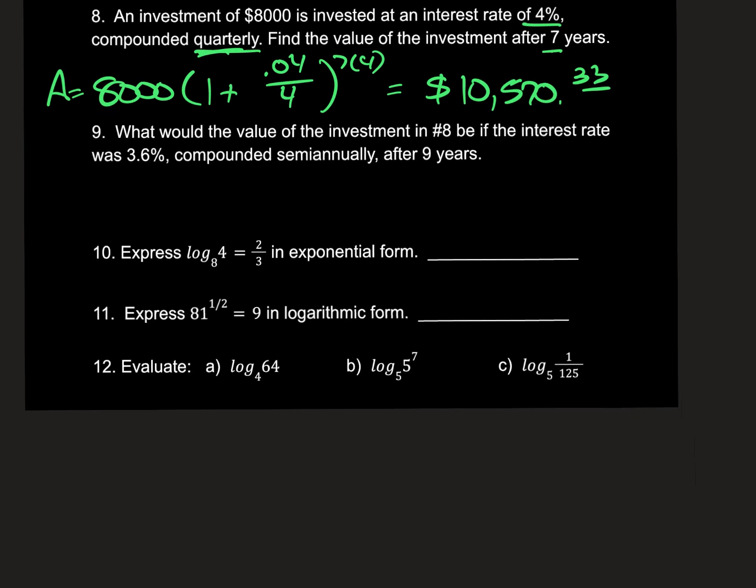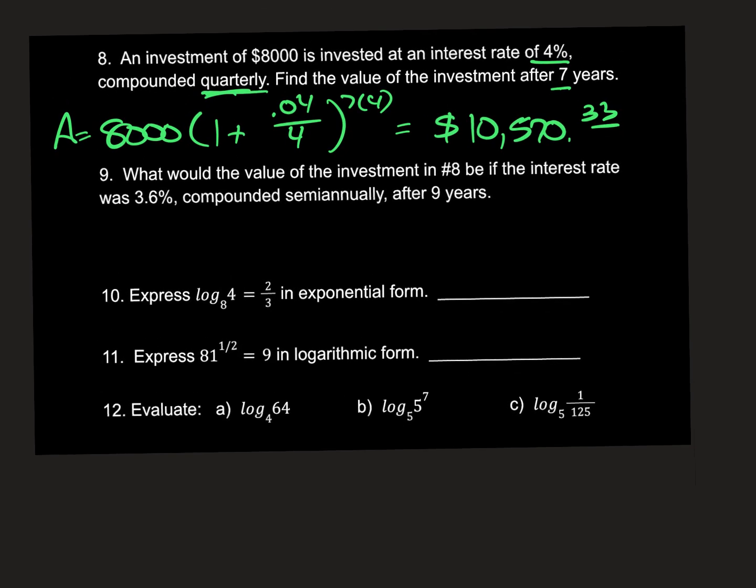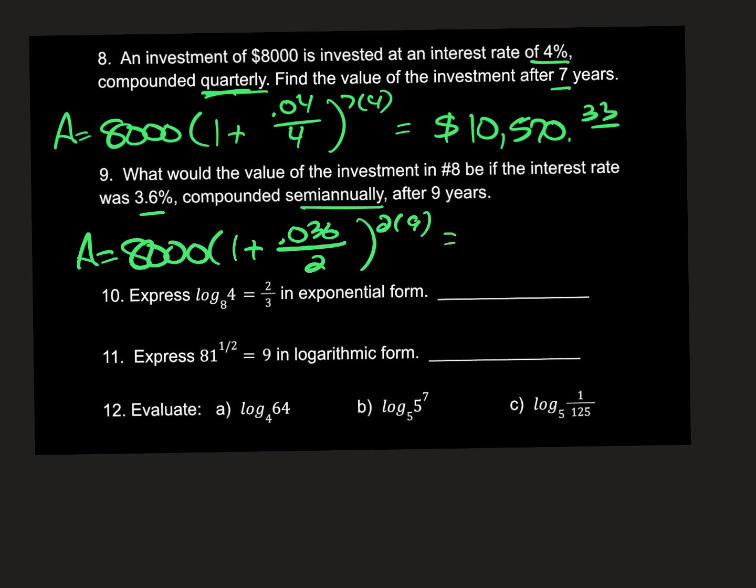Number 9, what would the value of investment number 8 be if the interest rate was 3.6% compounded semi-annually after 9 years? So same formula. Some of the numbers have changed, obviously. 3.6%, I'm going to change to a decimal. It says semi-annually, which is twice a year. It says 9 years. That's 2 times 9, or 18 in my exponent. So let's punch all that in. I'm sorry about this. I know this is a great video. Listen to me punch my calculator. Okay, and then $11,029.35.